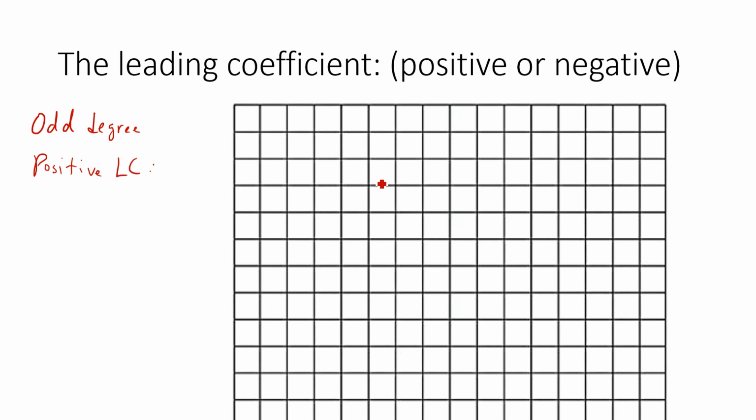Positive leading coefficient. Well, odd degree will look something like this, where both ends go in different directions. One of them goes up, one of them goes down: the one on the right goes up, the one on the left goes down. So if you have an odd degree and a positive leading coefficient, this is what your graph might look like. Let's see, 2x to the power of 3 plus 4x squared plus 2x plus 1. That might be an example of what this looks like.